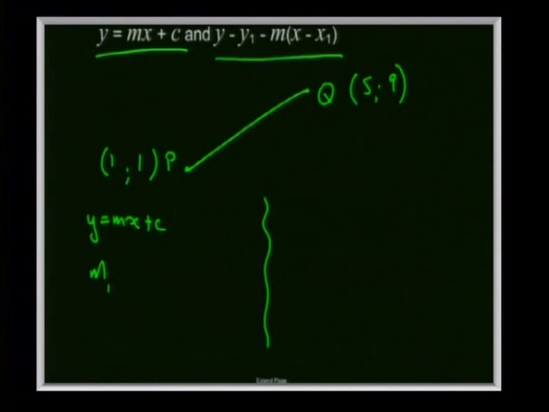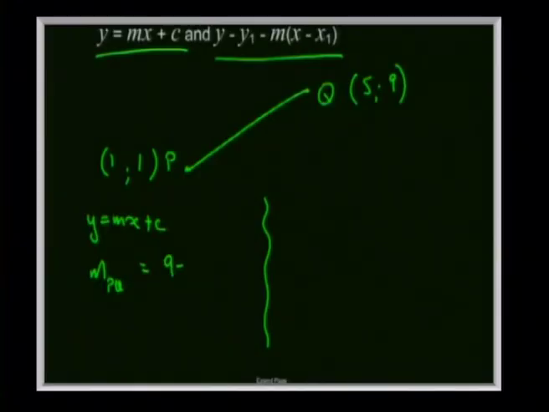So my slope of PQ will be the change in y's over the change in x's: y2 minus y1 over x2 minus x1. Now I'm going to choose my big numbers as x2 and y2, point Q, because then when I subtract, I won't have to worry about extra negatives. It's making that kind of decision for yourselves that is going to make life easy. So I've got 9 minus 1 over 5 minus 1, which gives me 8 over 4, which gives me a slope of 2.